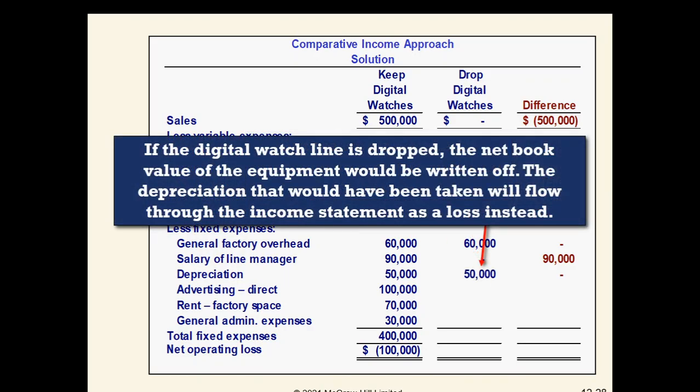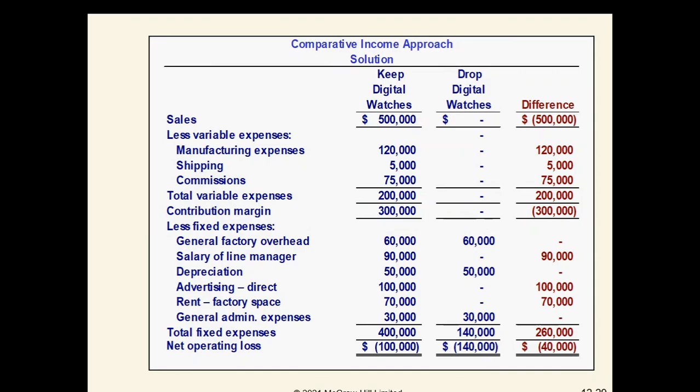If the digital watch line is dropped, the net book value of the equipment would be written off. The depreciation that would have been taken will flow through the income statement as a loss instead. And we saw that we got rid of the advertising as well as the rent on the factory space, but that our general administrative expenses would remain the same. So if we keep the digital watches, our net operating loss is $100,000. If we drop the digital watches, our net operating loss is actually $140,000. So getting rid of this product line actually reduces our net operating income by a further $40,000.